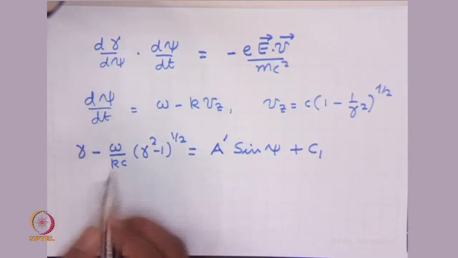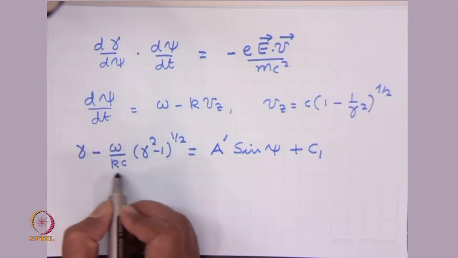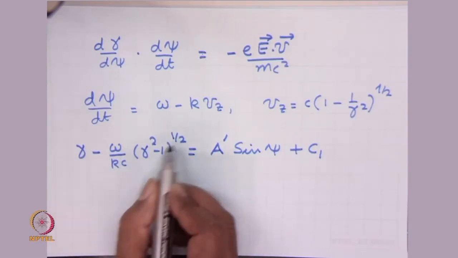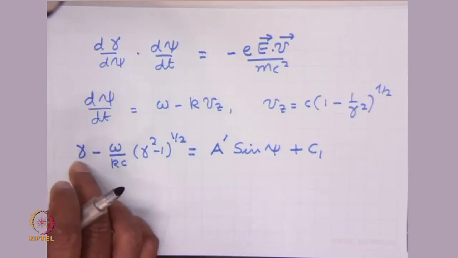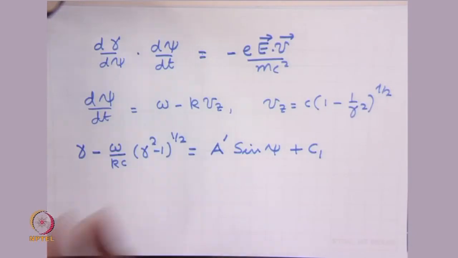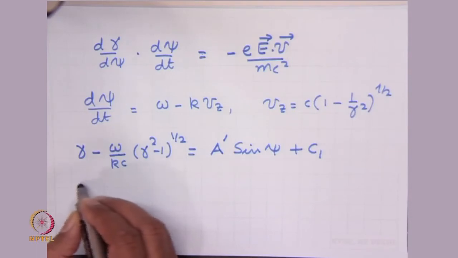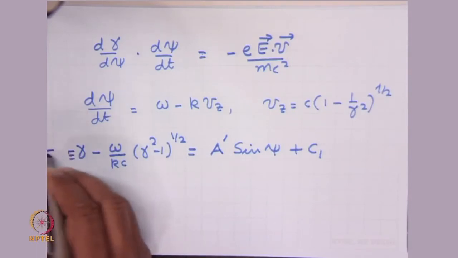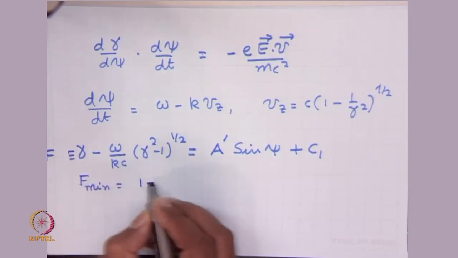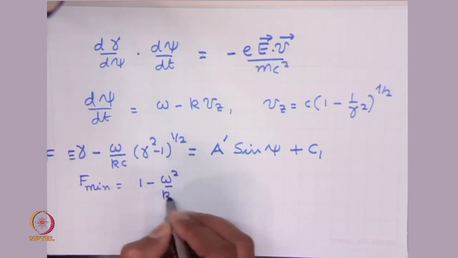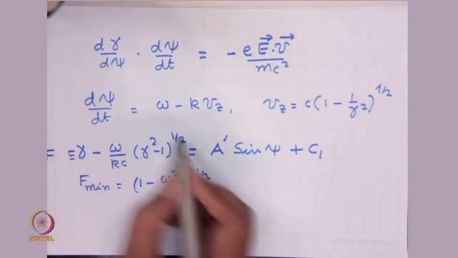The left hand side, we may note omega by k is slightly less than c, so this quantity is less than 1. Gamma square minus 1 under root is always less than gamma square under root. So, this quantity is certainly less than this gamma, and hence this left hand side is positive definite, and the minimum value of the left hand side, let me call this as f. So, f minimum value of this left hand side turns out to be equal to 1 minus omega square by k square c square under root. You can just check it. So, this is the left hand side which has a minimum value.